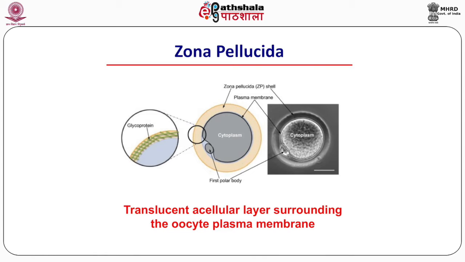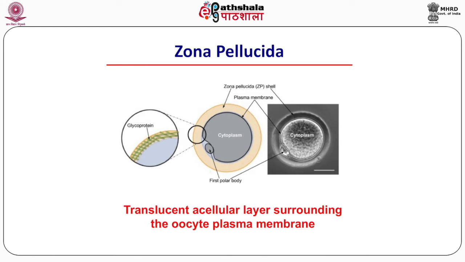One of them is the zona pellucida. The zona pellucida is a translucent acellular layer which surrounds the plasma membrane of the oocyte. Like you can see in the picture here, the middle picture shows a diagrammatic representation of the mammalian oocyte, where the light colored membrane surrounding the plasma membrane of the oocyte is the zona pellucida, and the picture on the left shows a close view of the zona pellucida, how it has cross-linking polymers which make it up.